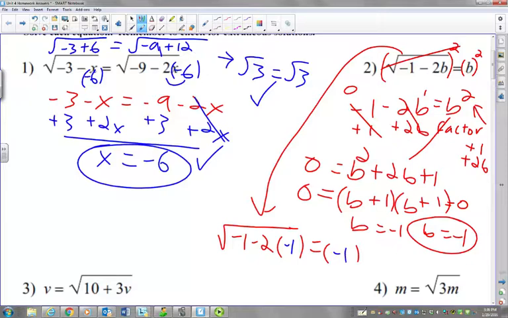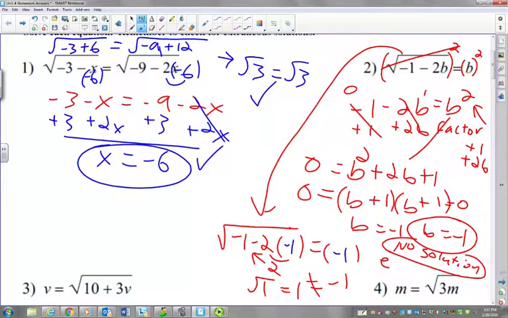So negative 2 times negative 1 is a positive 2, and then 2 minus 1 is just 1. So we get the square root of 1 is equal to negative 1. The square root of 1 is just 1, and 1 cannot equal negative 1. So that means this is no solution, or if you want to write the beautiful word, the extraneous solution. Either no solution is the right answer with b equals negative 1, or extraneous solution. So that's for number 2. You'll run into some extraneous solutions there.